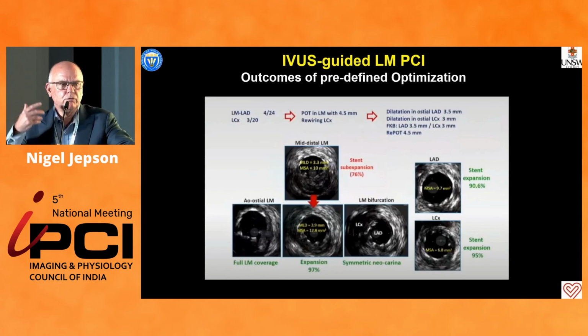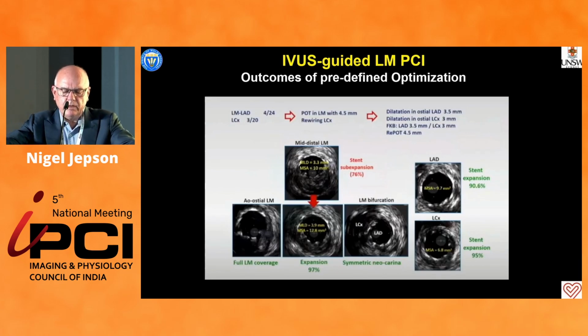So this was treated with a two-stent strategy. POT was performed, a kissing was performed, and a repeat POT. So we've got good aorto-ostial left main stem coverage, but with the initial evaluation on IVUS, we've got an MSA in the distal left main, sure at 10, but indexed for 13.1, that stent expansion well below 80 at 76%. So re-optimization now gets an MSA at 12.8 millimetres squared, which represents 97%.